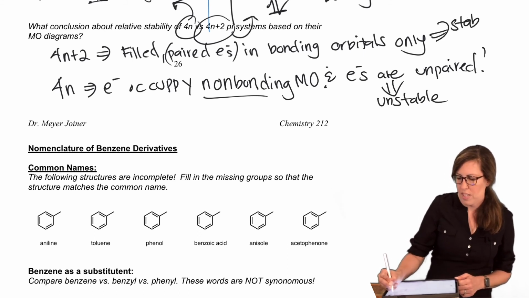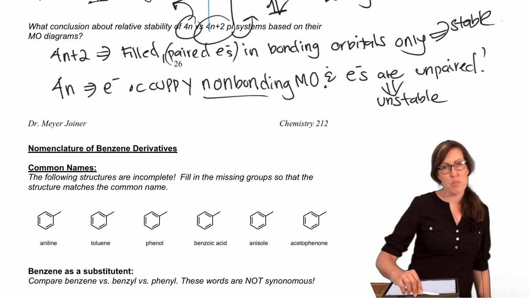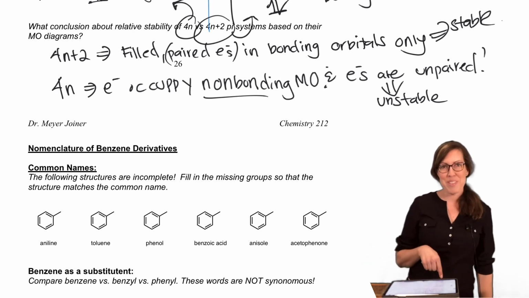Not stable. Finally, we have our answer. You don't have to take Huckel's rule for granted. You can prove it with the molecular orbital diagram.